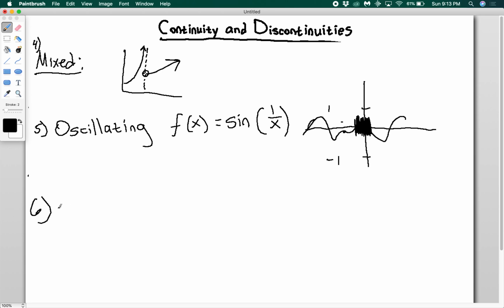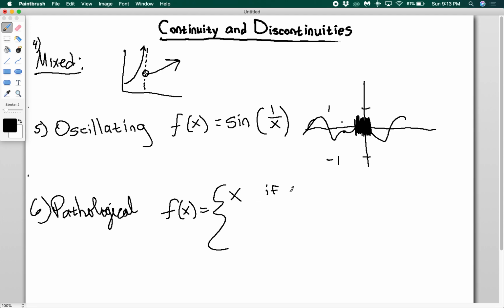And finally, we have what's called a pathological discontinuity. Pathological discontinuities are just discontinuities that are so crazy and wild that you just can't group them anywhere else. For example, if you have the function f of x equals x if x is rational, and we'll say 2 if x is irrational.